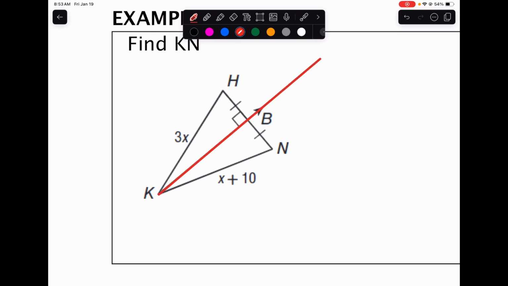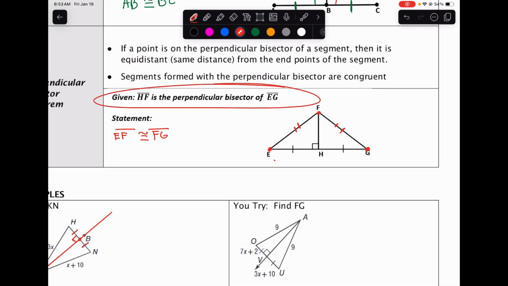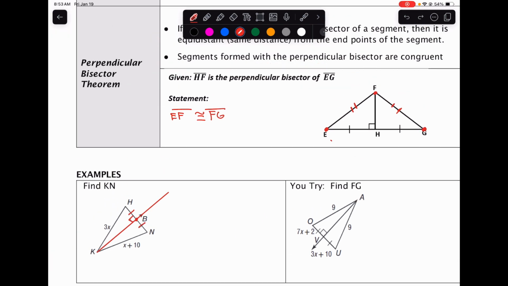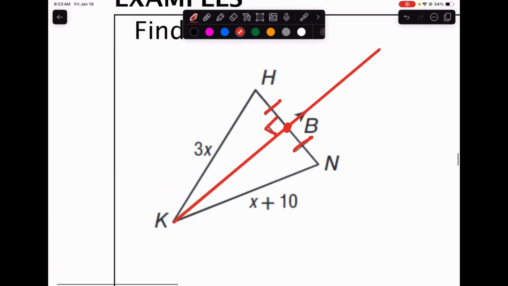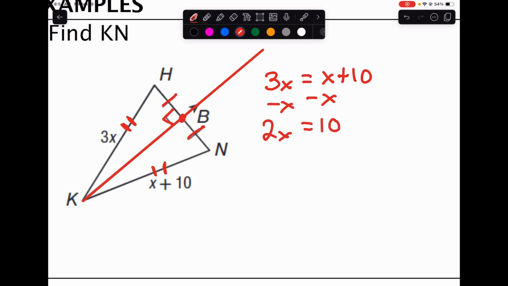All right. So here, KB is a perpendicular bisector, okay, because we can see that it meets the segment at a 90-degree angle and it bisects this segment. We then can use the perpendicular bisector theorem, saying that these lines that connect the endpoints to this perpendicular bisector are also congruent, okay? So we can say that 3x is going to be equal to x plus 10, all right? So we can solve. We get 2x equals 10. We get that x is 5.